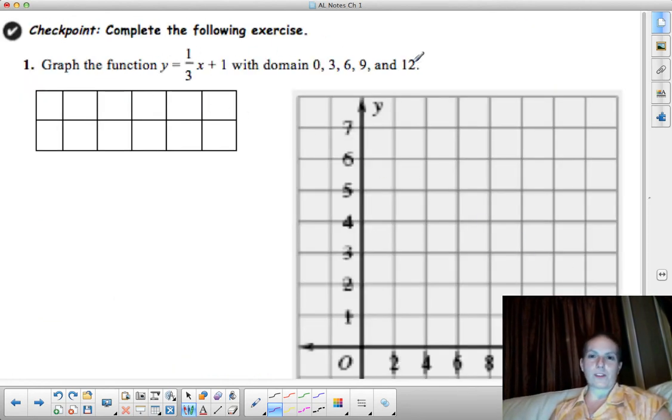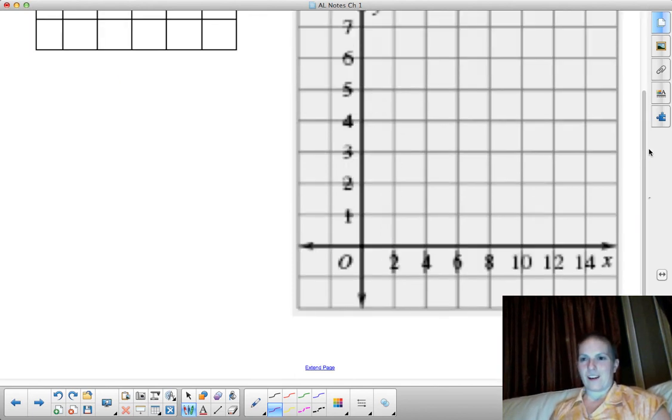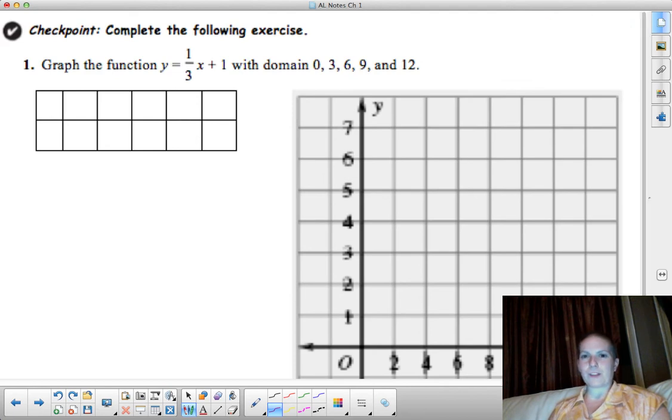Graph the function with the domain. All on your own. Give it a try.